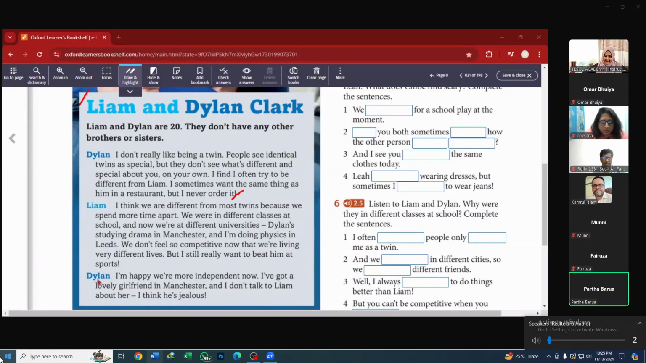Dylan: I'm happy we're more independent now. I've got a lovely girlfriend in Manchester, and I don't talk to Liam about her. I think he's jealous.